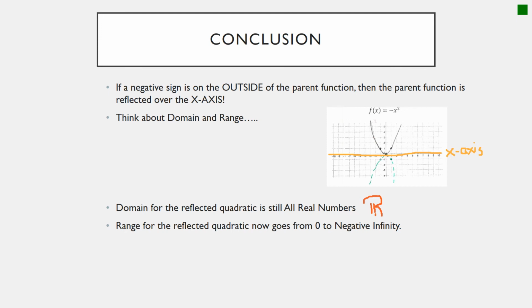Okay, but now the range, which describes the y values, we're never going to get a positive y value. So y goes from negative infinity. Let's see if I can draw a nice infinity symbol here. Not so good. Okay, all of our y values are in between negative infinity and 0. That's an infinity sign. So we never go above that line with our range.